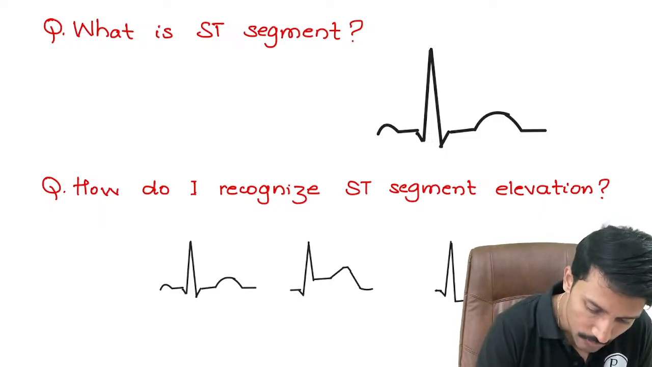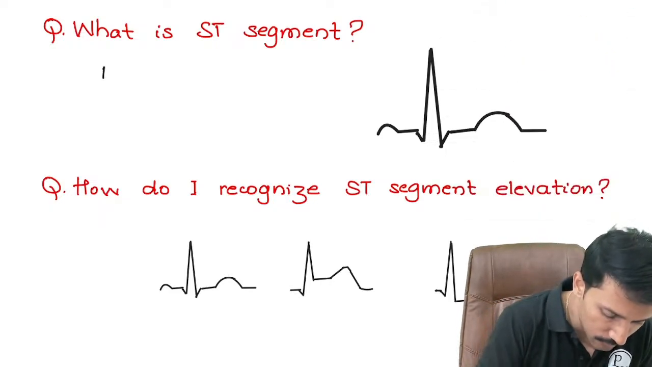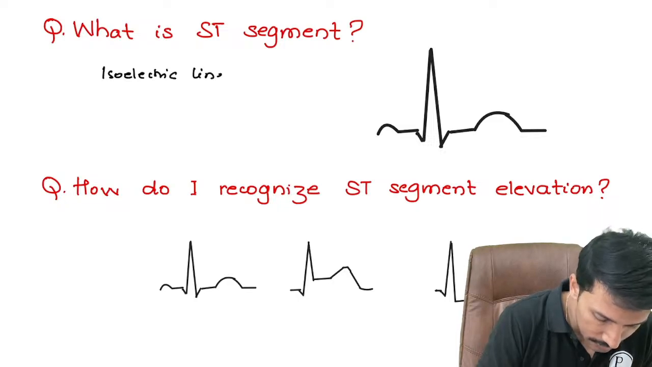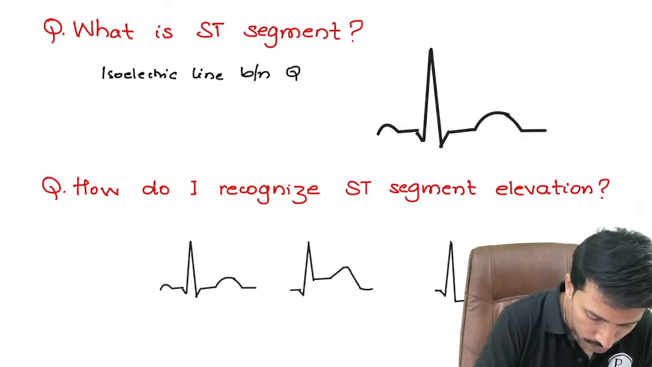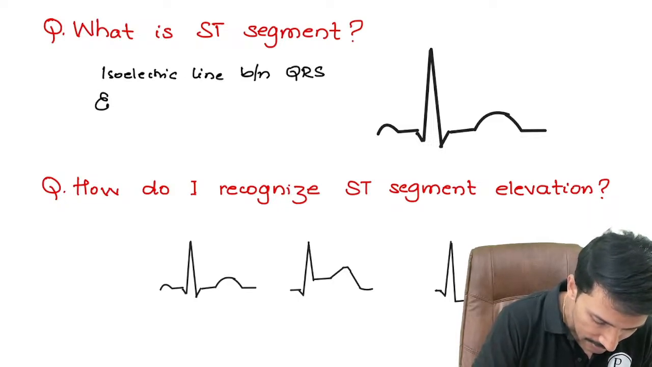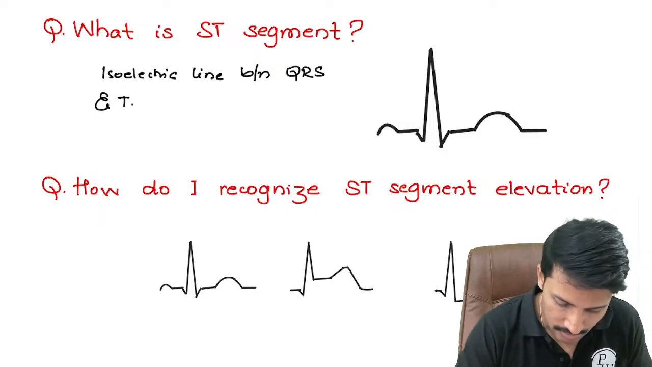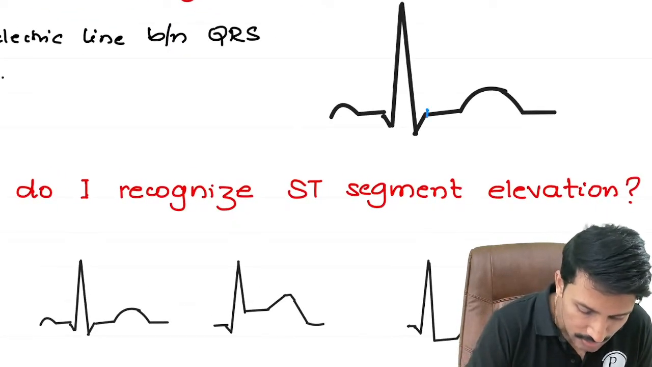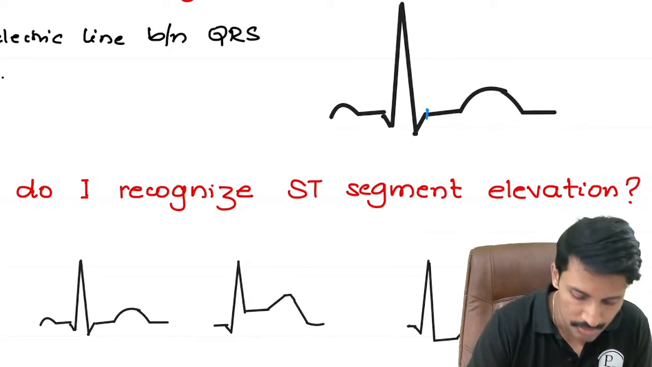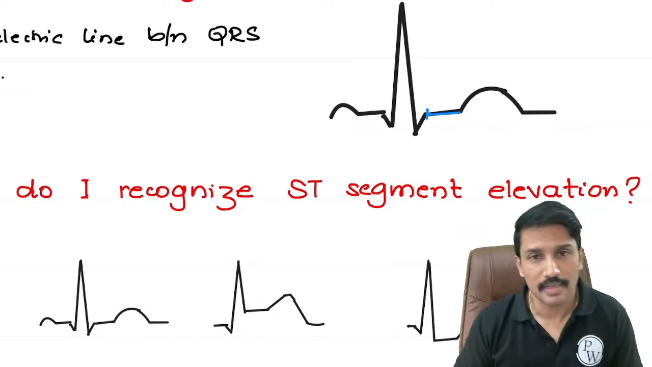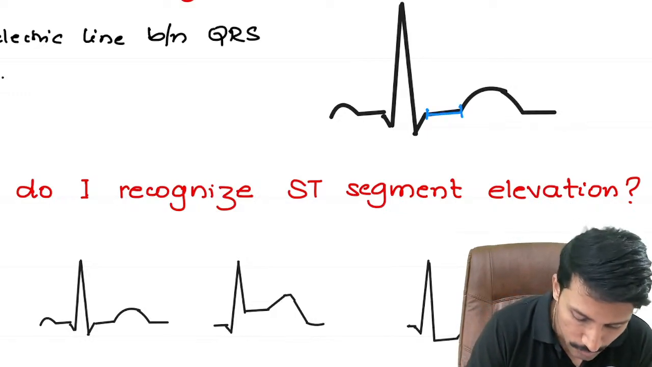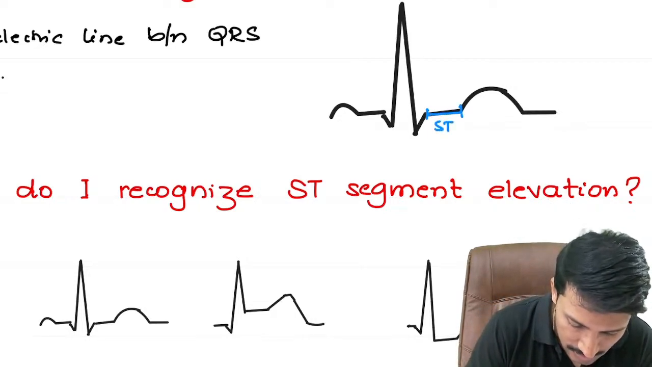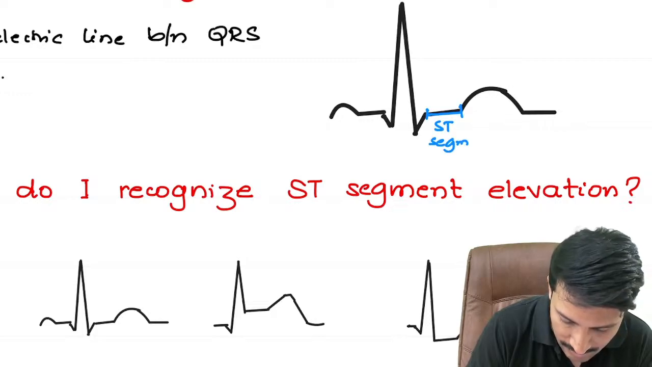So what is the ST segment? The ST segment is the isoelectric line between QRS and T. Basically it begins with the end of the QRS here and then continues till the beginning of the T wave. So this is my ST segment.